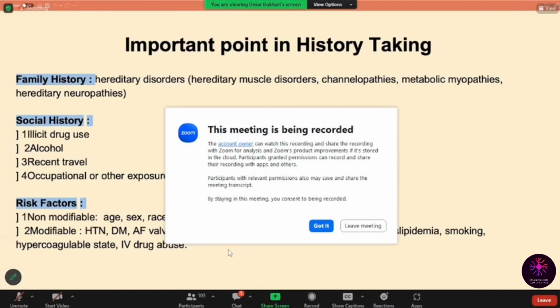Risk factors are also important. We highlighted them before. They can be defined or separated as non-modifiable or modifiable. Non-modifiable such as age, sex, race, family history, genetic disorder, or modifiable: hypertension, diabetes, AFib, recent MI, dyslipidemia, smoking.